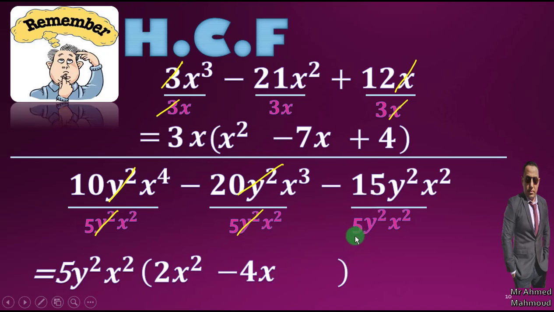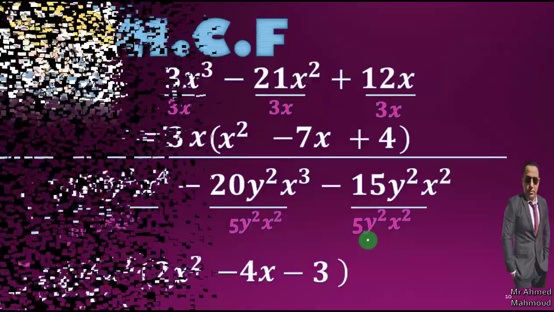Negative 15 divided by 5 equals negative 3, and y power of 2 over y power of 2 cancelled, x power of 2 over x power of 2 cancelled. Now, this is a very important concept, the highest common factor. Now let's solve the next question.